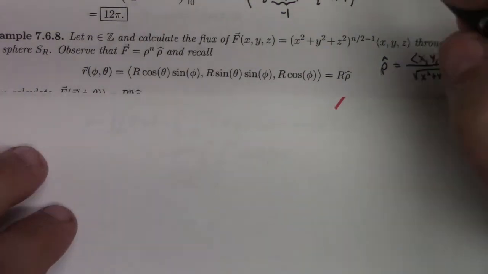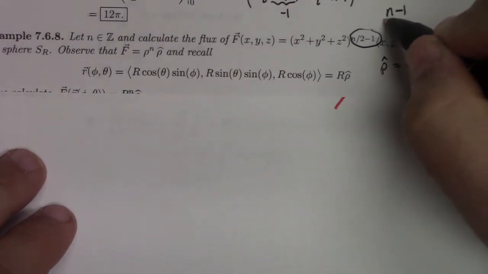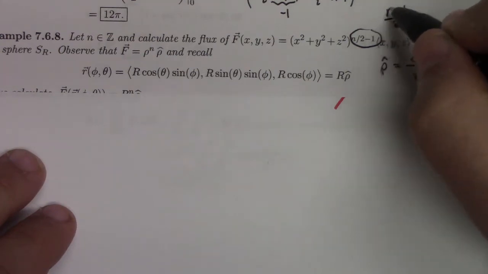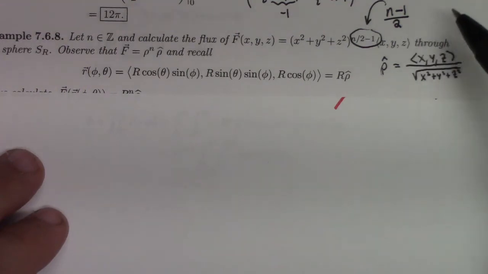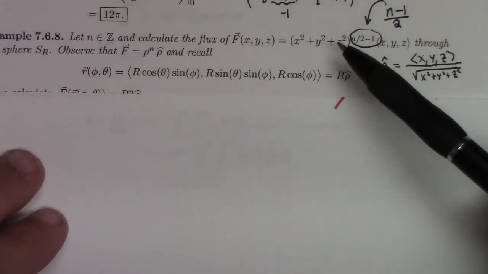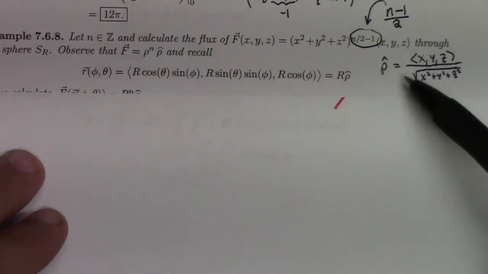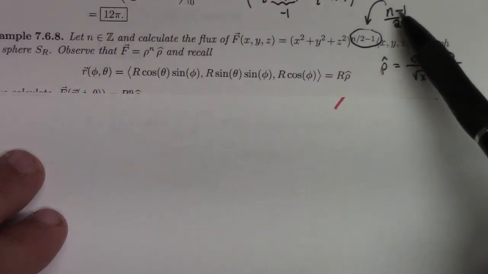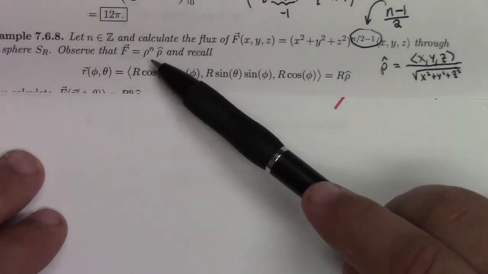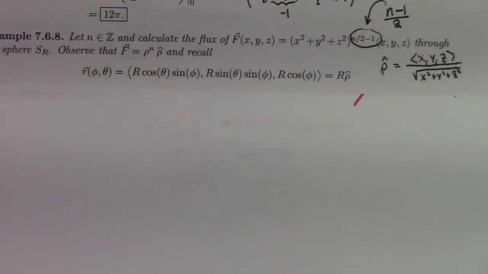I think this is supposed to be n minus 1 over 2. There's a typo there, because I need the minus 1/2 power on x squared plus y squared plus z squared to get this xyz over that. That is rho hat. And then that leaves me x squared plus y squared plus z squared to the n over 2, and that's rho to the n. So yeah, there's a typo there. Sorry about that.